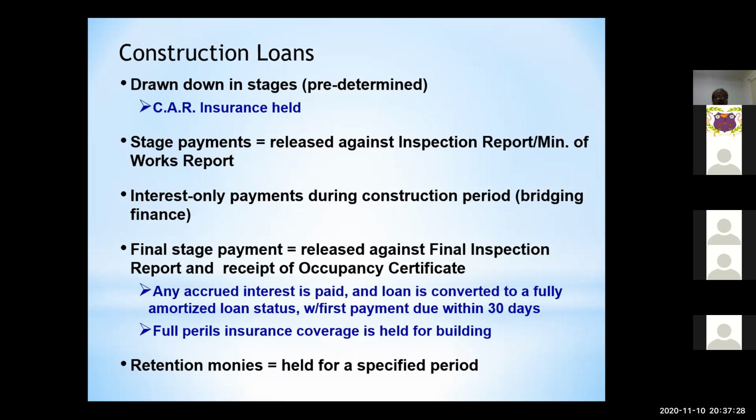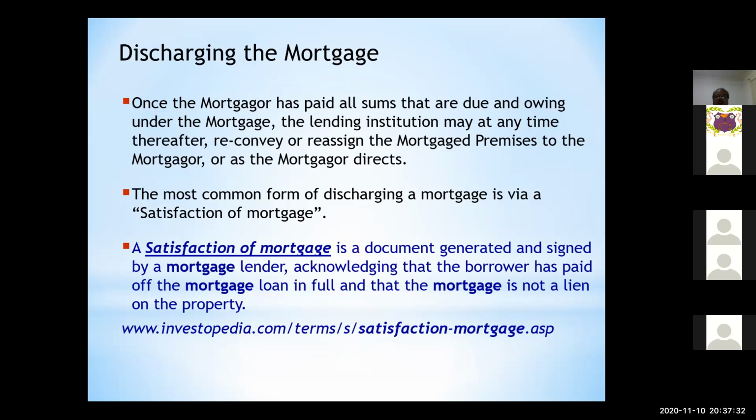Okay, and then discharging the mortgage. Once the mortgagor has paid all sums that are due and owing under the mortgage, the lending institution may at any time thereafter reconvey or reassign the mortgage premises to the mortgagor or as the mortgagor directs. The most common form of discharging a mortgage is via a satisfaction of mortgage. And then it gives you the definition. A satisfaction of mortgage is a document generated and signed by a mortgage lender acknowledging that the borrower has paid off the mortgage loan in full and that there's no more mortgage over the property.